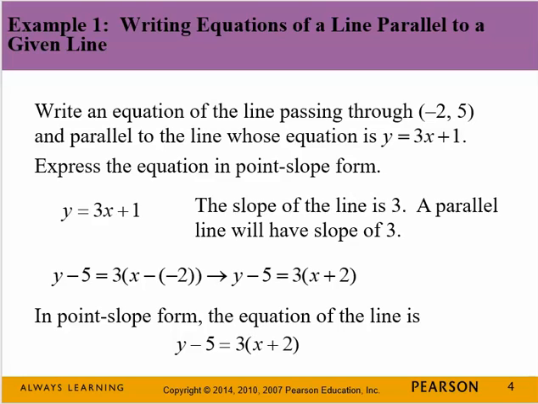Now, here they're giving us a specific example, example 1, writing the equation of a line parallel to a given line. So usually the way these work, they give us an equation that's in slope-intercept form, here 3x plus 1, but they want it to go through a particular point, and they want this line to be parallel to this line. So let's go to the whiteboard to work this out.